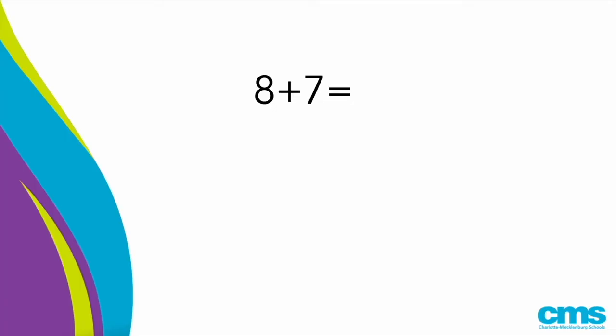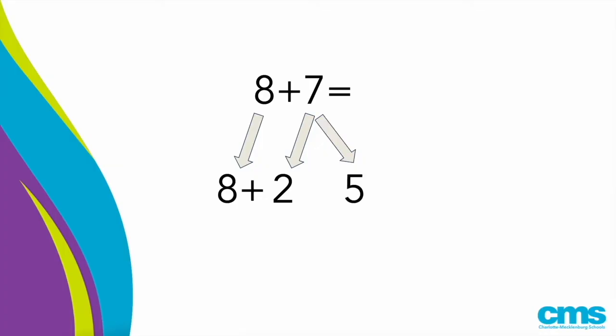For example, making a 10 when solving 8 plus 7 might look like the students breaking apart the number 7 into 2 and 5. Then students might make a 10 by adding 8 plus 2. Last, students will add the 5 to 10 to make 15. Students will later use these same strategies to add and subtract within 100.